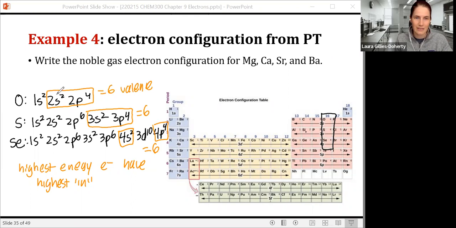They're going to be located in the s and the p orbitals moving down the periodic table. So because their highest energy electrons are similar, they have the same number, they're in the same types of orbitals, these elements all react similarly.